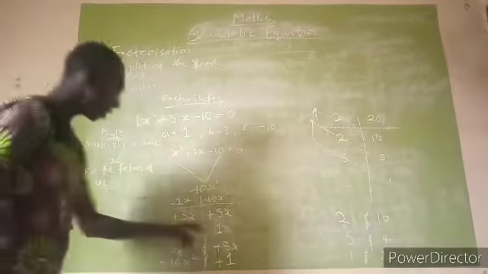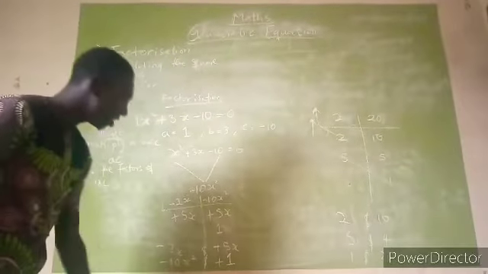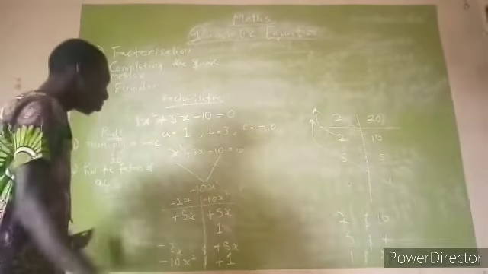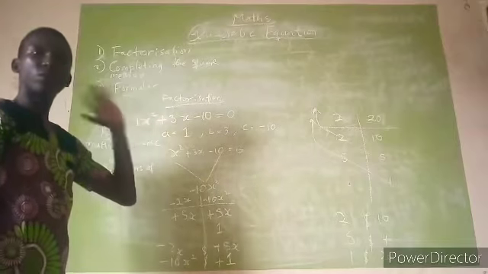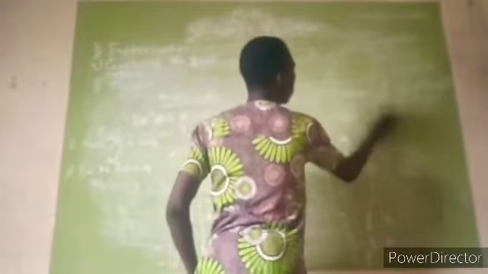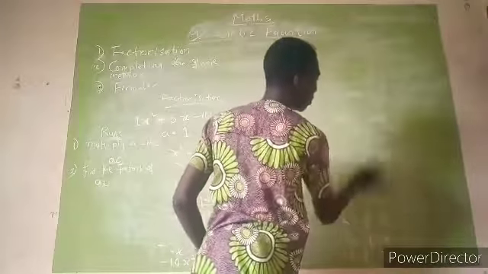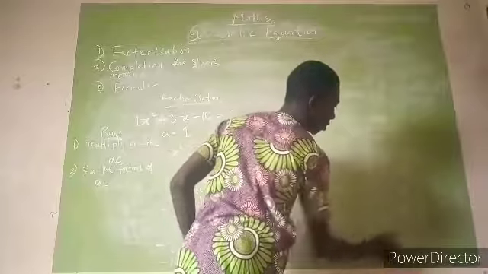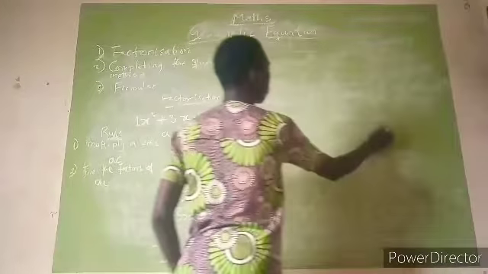That's how we arrive at 1. Those are the factors we can have for our negative 10x squared. So now let's move on. I'm letting you understand the basics of finding factors. Okay, now moving on.